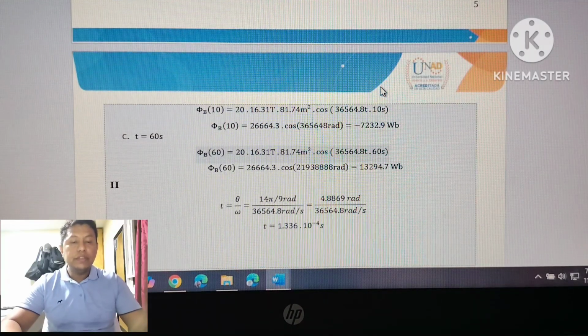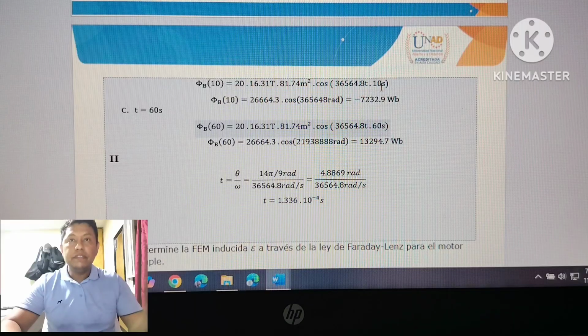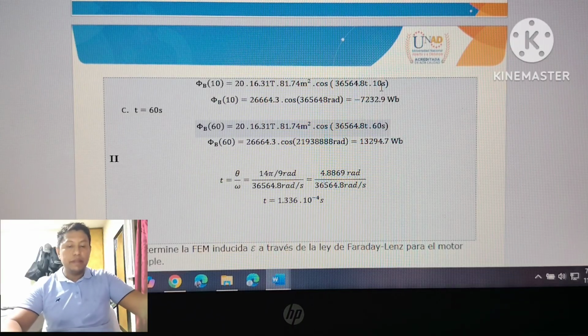When time is 10 seconds, the cosine of 365,614 radians is approximately minus 0.2713, so the flux is approximately minus 7,232 webers. For 60 seconds, the cosine of 2,193,888 radians is approximately 0.4987, resulting in a flux of 13,294.7 webers.